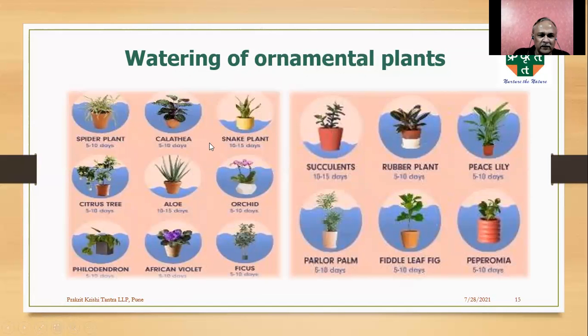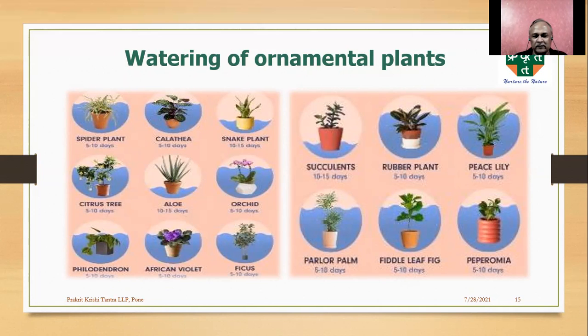For ornamental plants, specific plants have specific requirements, and that's why you can see here, for spider plant 5 to 10 days, or calathea also 5 to 10 days. Then snake plant is more hardy, so 10 to 15 days. Similarly, aloe vera, because it is a succulent type, also 10 to 15 days. Like that, different plants are there, and this is the average interval of watering.